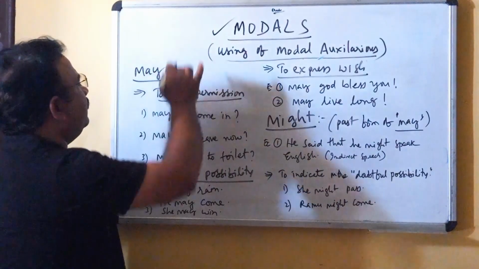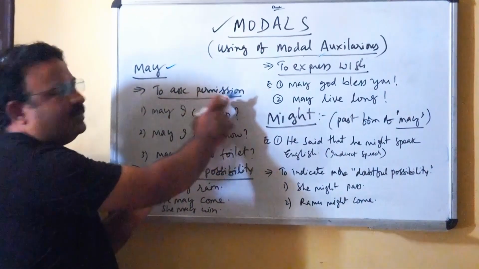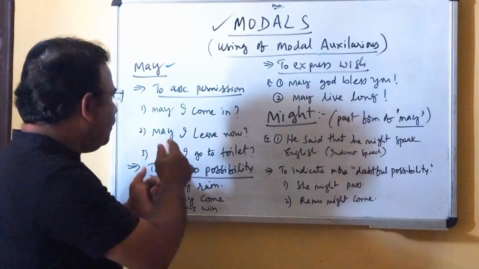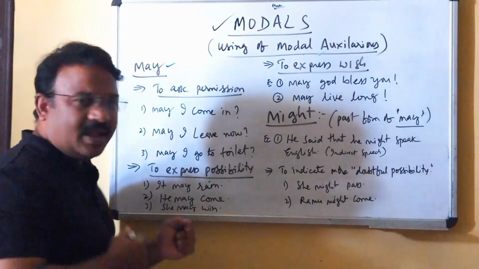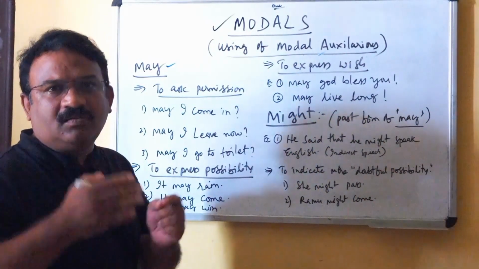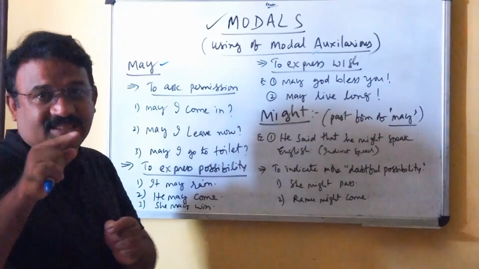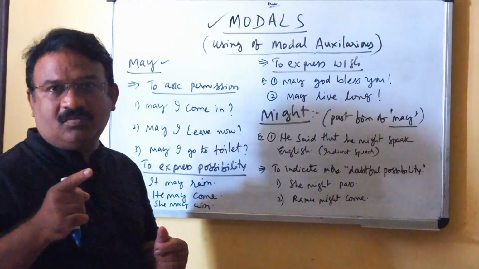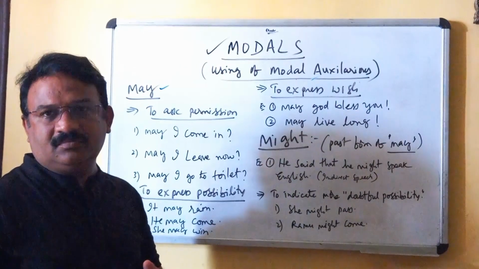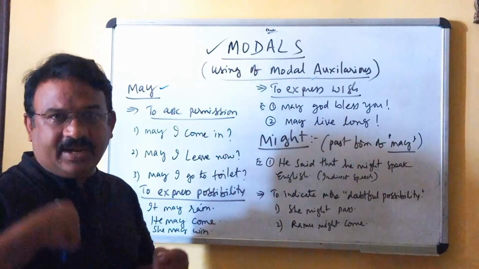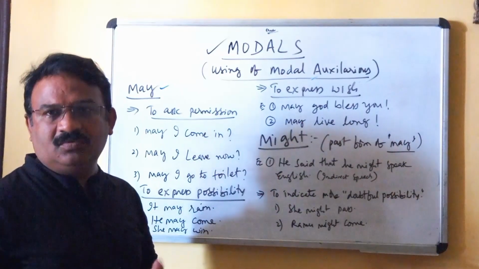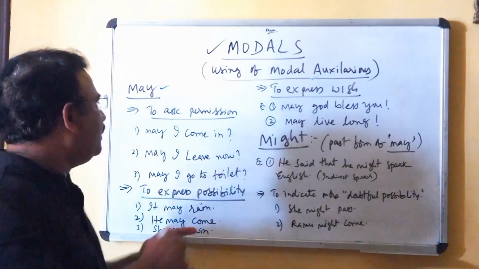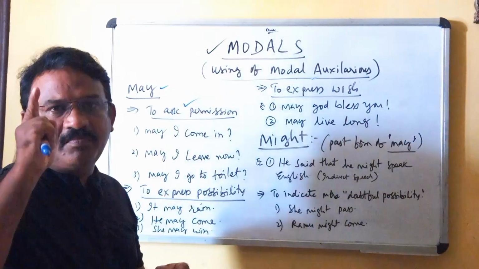Understand? May, to ask permission. See, may I come in? May I leave now? May I go to toilet? These are asking permission. In this case, you should not use can. You should not say, can I come in? No. You have to ask, may I come in? Only you have to use may. To ask permission, you have to use may.